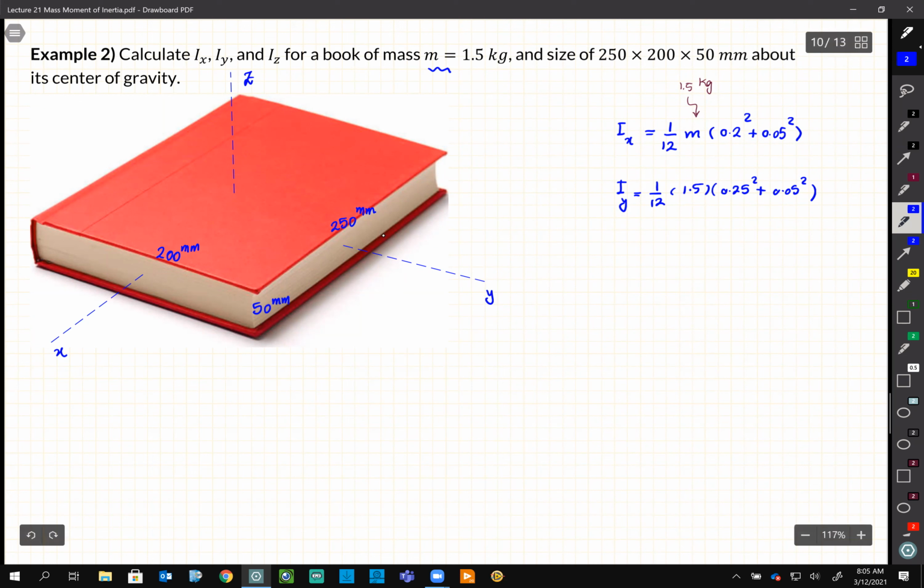Either in your exam or in the future when you are calculating this for something, the tables are online. If you just Google mass moment of inertia for a cube or a rectangular box, it is there. You don't need to memorize them. It's not a bad thing to have some of the common ones memorized, like a slender bar, a box, or a disc, but in general, you don't need to. Iz is 1/12 times 0.2 squared plus 0.25 squared.